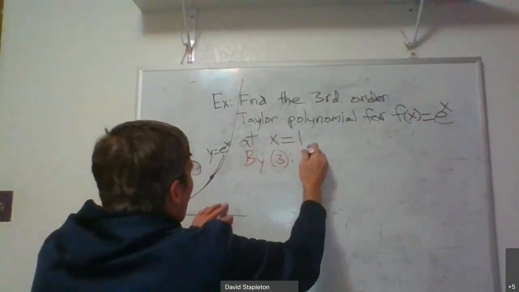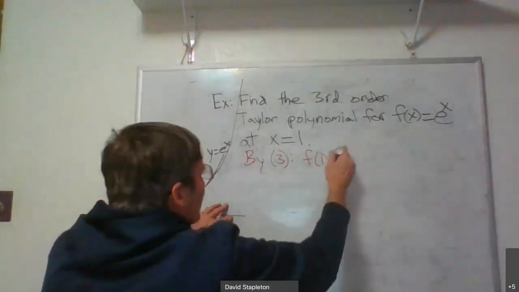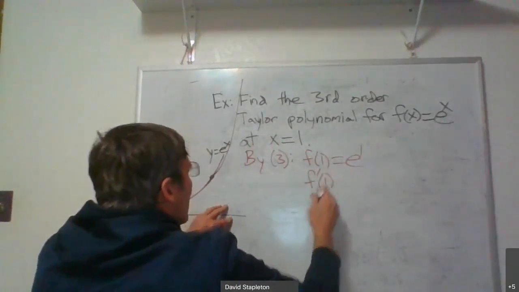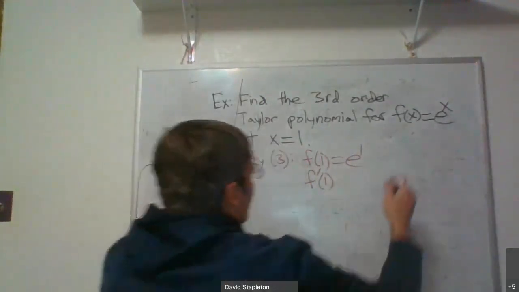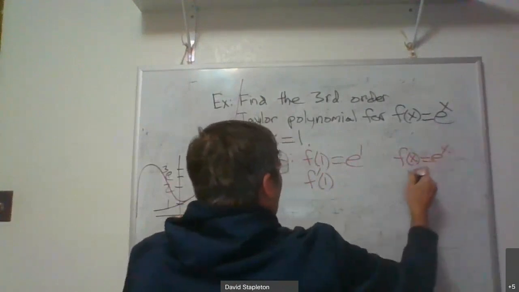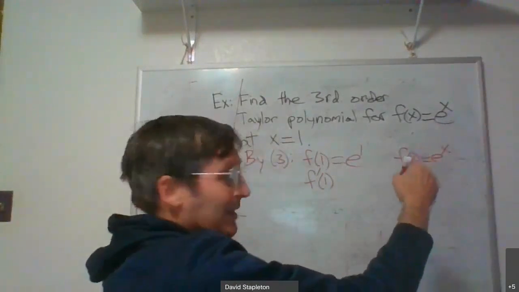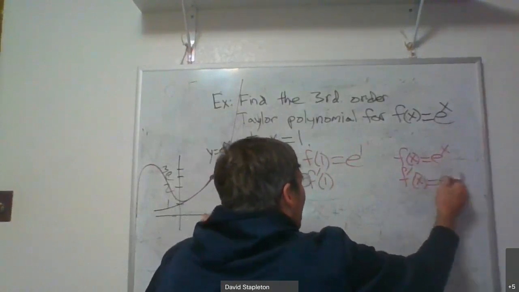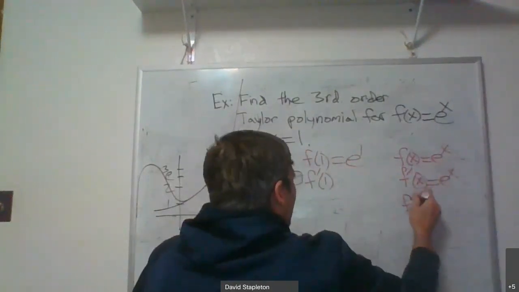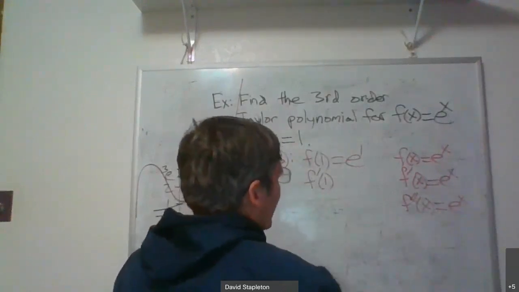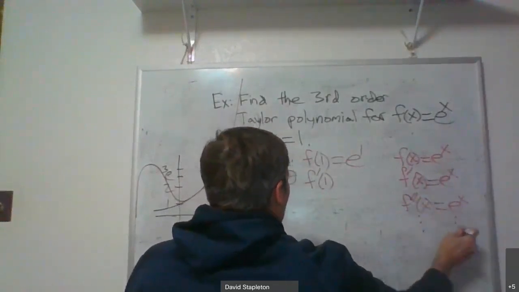We need to use f at 1. Well, let's just e to the 1. What's f prime at 1? Well, let's calculate the derivative. I told you this is the easiest function. F prime of x is its derivative, remember? F double prime is e to the x, forever. All of its derivatives are equal to the original function. That makes it very easy.